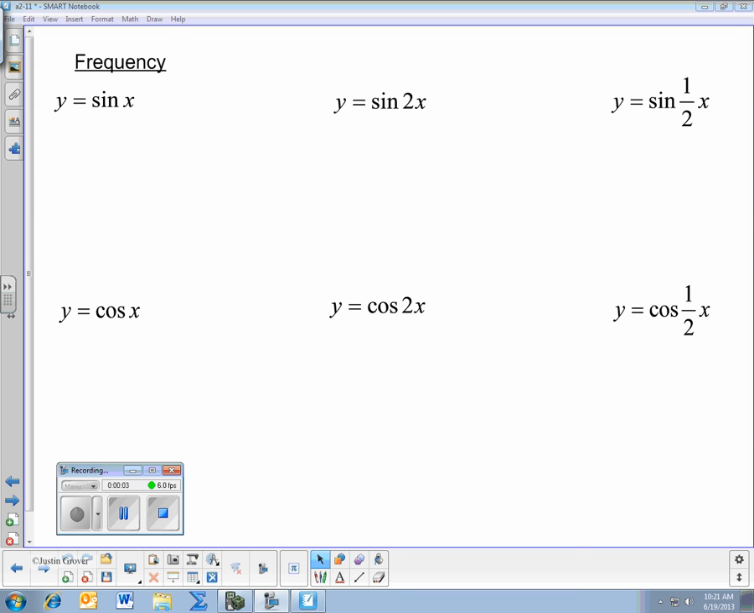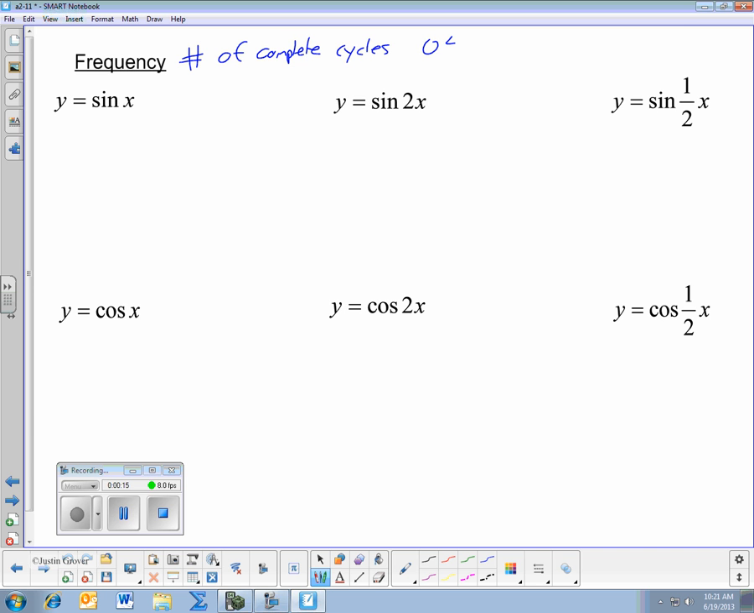Frequency is defined by the number of complete cycles in a domain from 0 to 2 pi. So how many complete cycles, or how many complete waves, do you have from 0 to 2 pi?